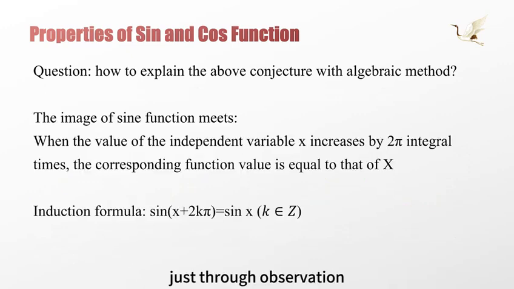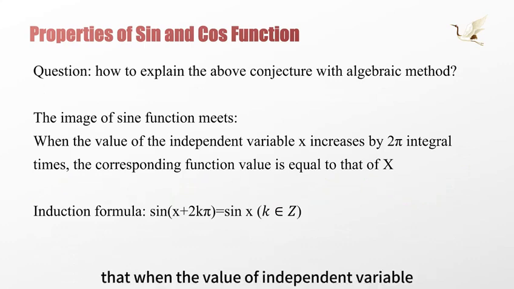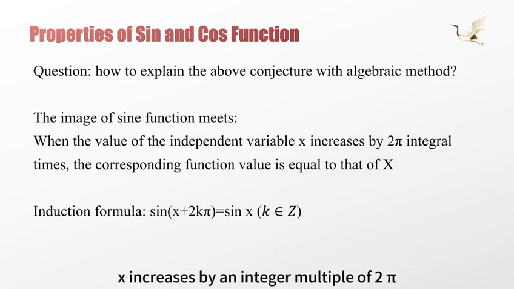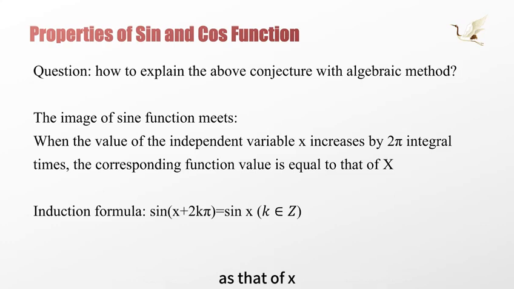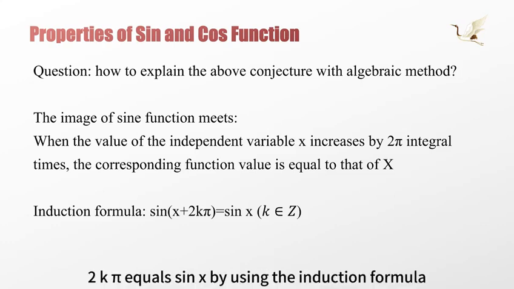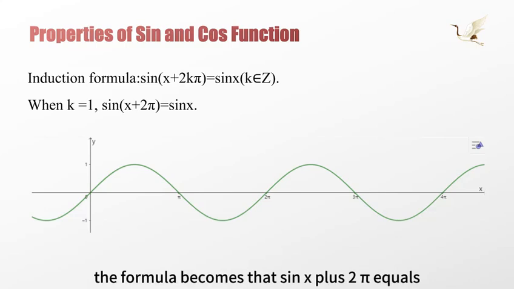Just through observation, we can find that the image of sine function satisfies that when the value of independent variable x increases by an integer multiple of 2 pi, the corresponding function value is the same as that of x. From the perspective of algebra, we can prove that sine of x plus 2k pi equals sine x by using the induction formula. When k takes 1, the formula becomes sine of x plus 2 pi equals sine x, that is, the function value of x plus 2 pi is the same as x.